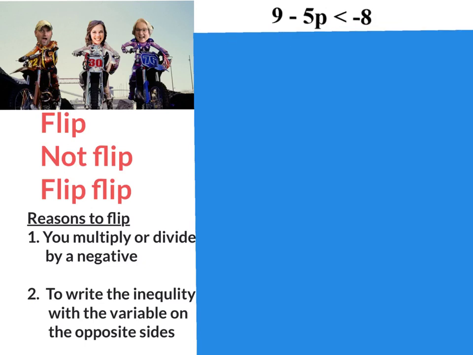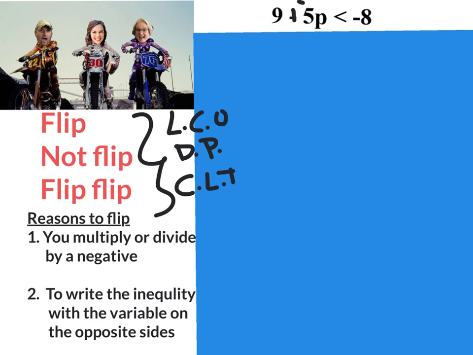So analyze this one. I'm going to do leave change opposite. I should say, when you decide on flip, not flip, flip, flip is after you've done all the simplification. So you should do leave change opposite, distributive property, combine like terms, and if you have variables on both sides, you want to get all your variables on one side and then make that decision. Is this a flip, not flip, or flip, flip?